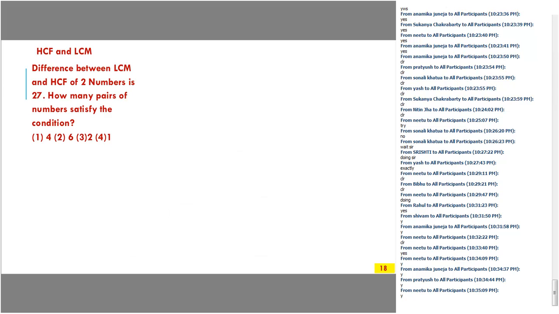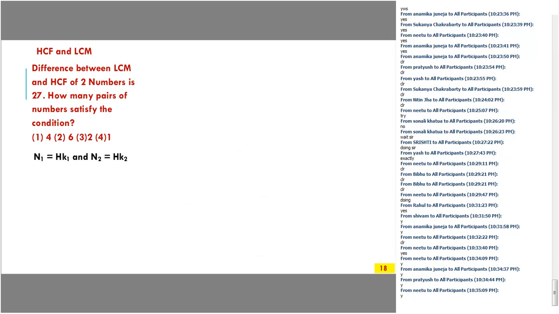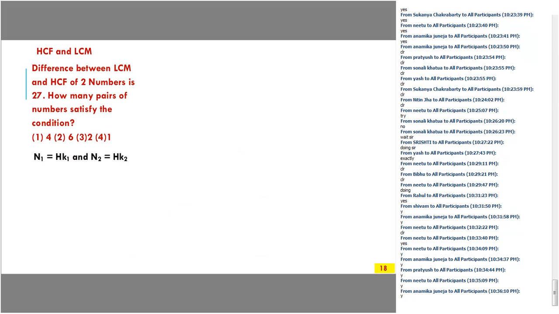I'll remove the annotation so that you can easily go back. The numbers can be HK1, HK2. HCF is H. LCM is HK1, K2. K1, K2 must be co-primes. You remember we did this question till this time.